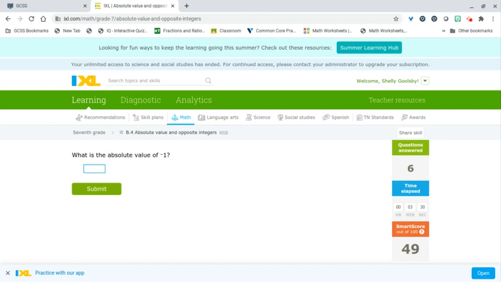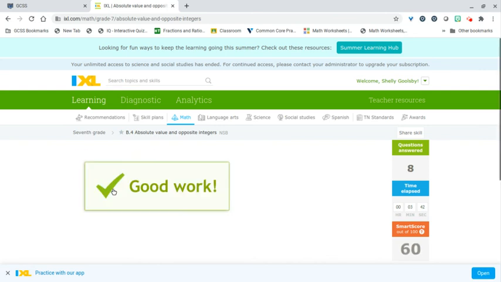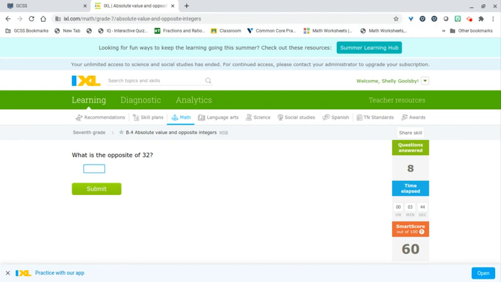What is the absolute value of negative 1? Again, we already had this one, but they'll do it again. All right, that would be positive 1. What is the opposite of negative 61? Positive 61. What is the opposite of 32? Negative 32. What's the absolute value of negative 7? 7.